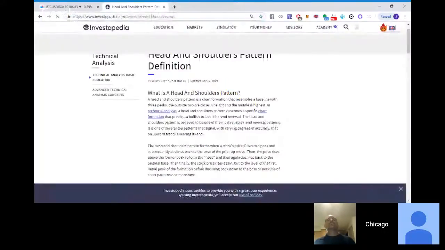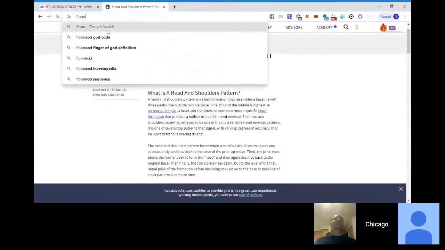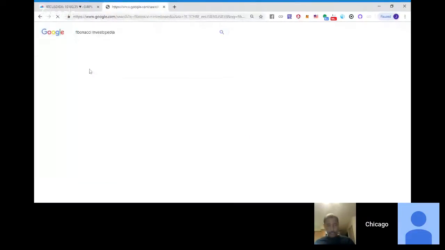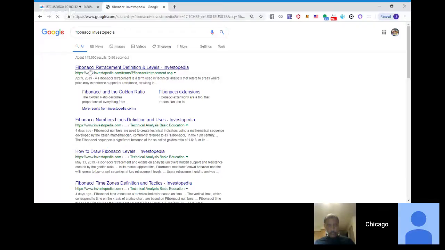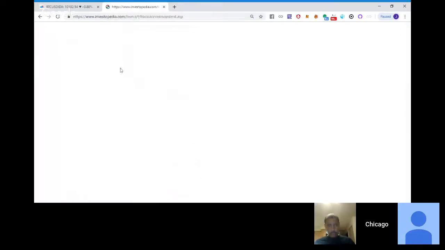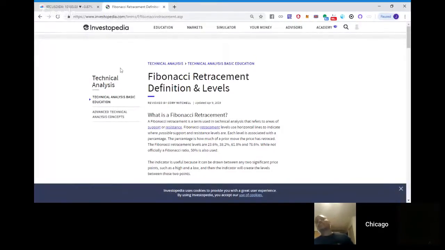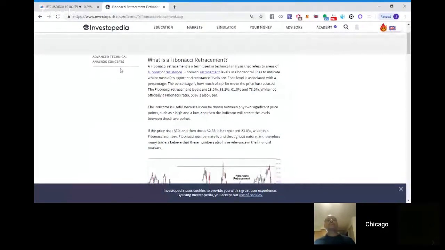Now, Fibonacci. There we go. A Fibonacci retracement is a term used in technical analysis that refers to areas of support or resistance. Fibonacci retracement levels use horizontal lines to indicate where possible support and resistance levels are. Each level is associated with a percentage. The percentage is how much of a prior move the price has retraced.